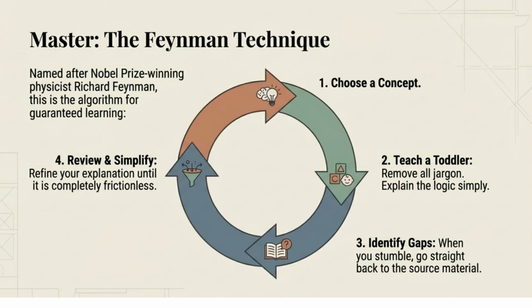To master concepts, use the Feynman Technique. First, choose a concept. Second, teach a toddler, removing all jargon. Third, identify gaps, returning to the source material. Fourth, review and simplify your explanation until it is frictionless.